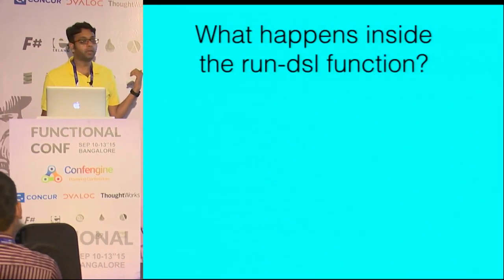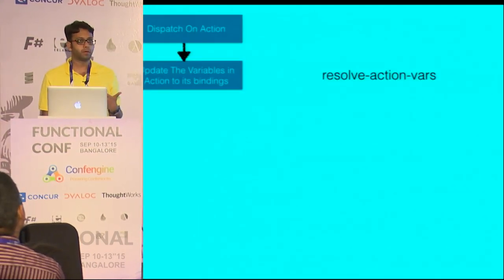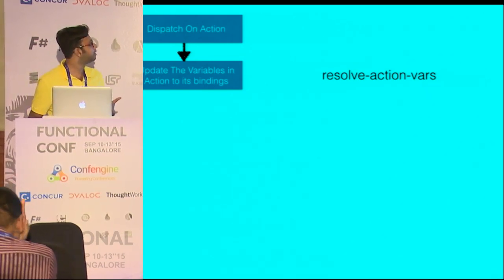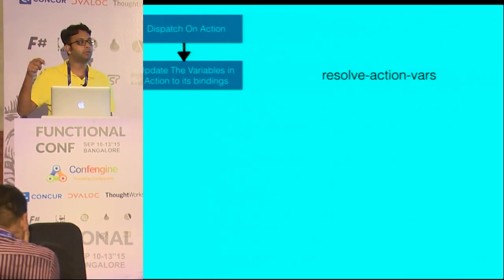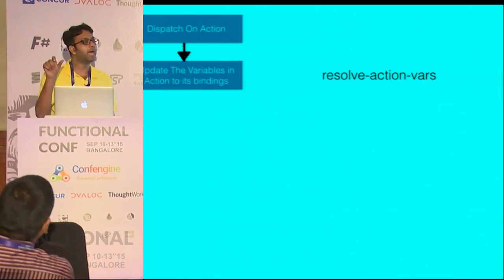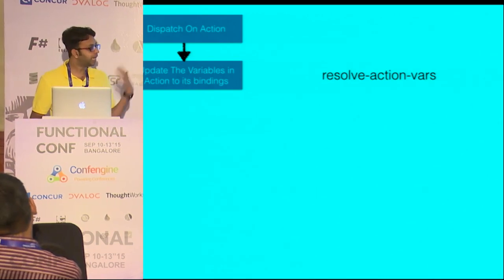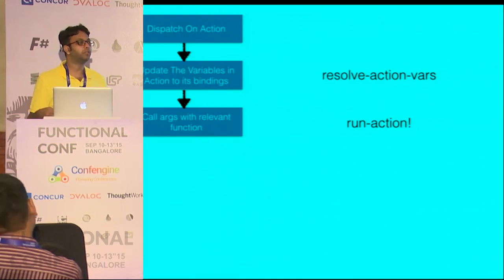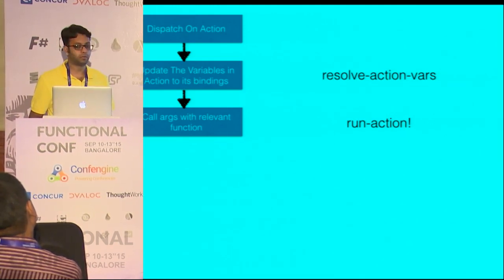But what happens inside the run DSL function? So you dispatch on each action, right? What you need to do is first update the variables in actions to its binding. So when I say app1 in my argument, I need to understand when I try to add an FAQ, what this app1 really means. What is the ID of that? And I need to put that back in the action. I'll give a real example of that. And then you actually need to call the actual function which will do the side effect, which is part of your actual implementation, which will be done by the run action function.